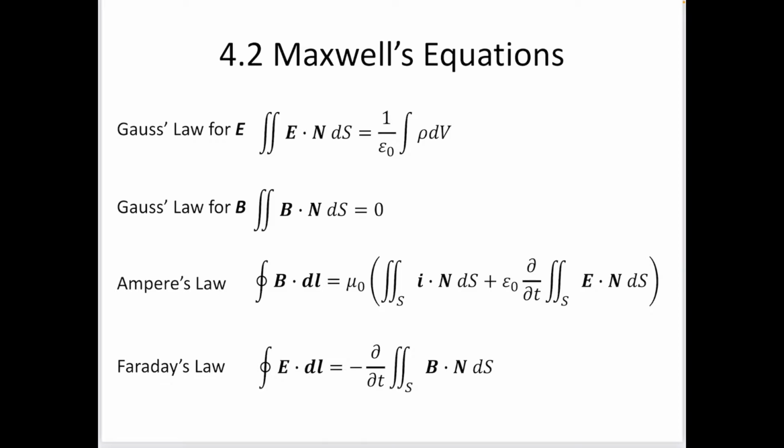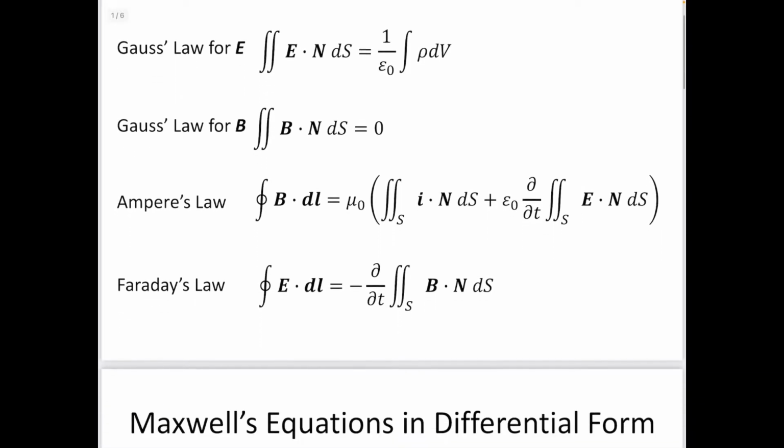Gauss's law for the magnetic field. There is no magnetic monopole, so the surface integral of the magnetic field always becomes 0. This is Gauss's law for the magnetic field.